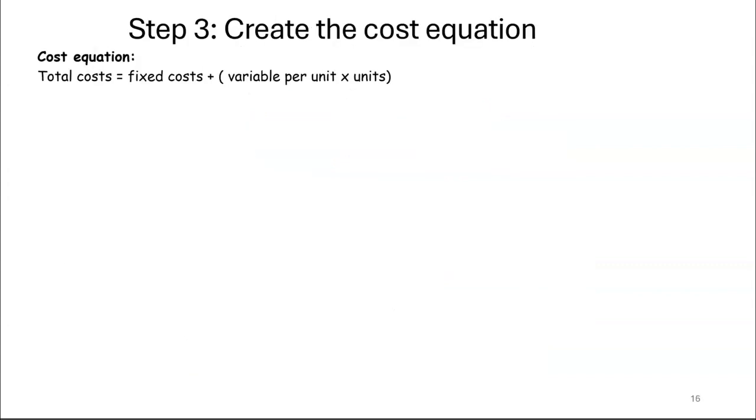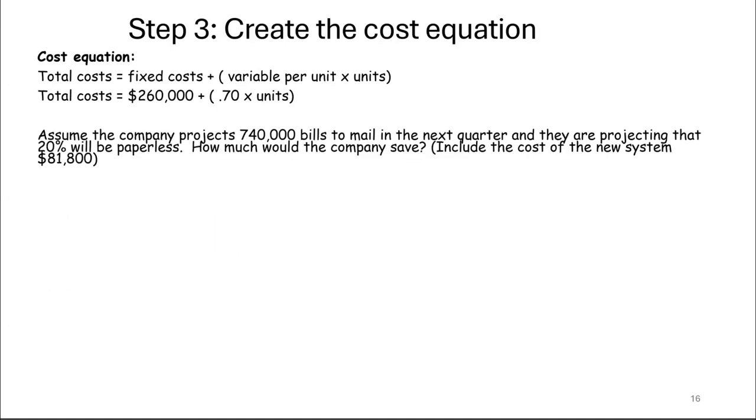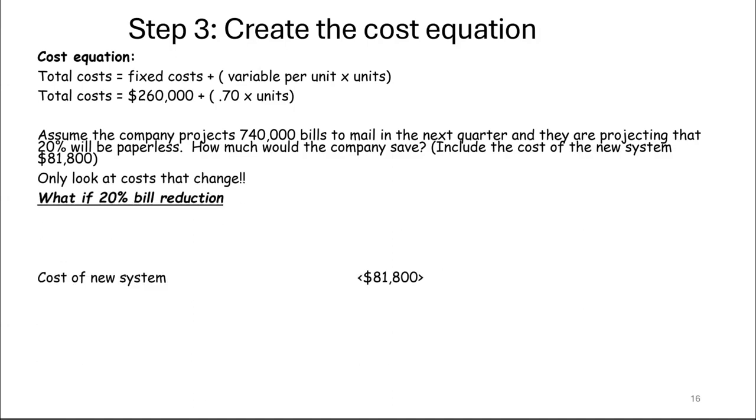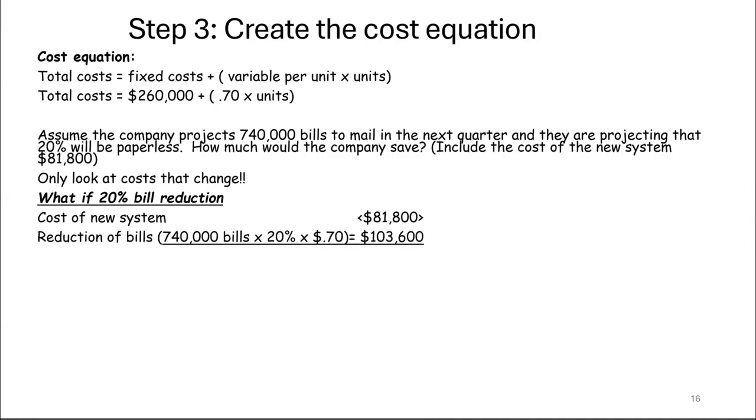All right, so now we're going to do step 3. We're going to create our cost formula: we know our fixed costs are 260, and now we've got 70 cents per unit. Now, we are going to assume the projected 740,000 bills are 20% paperless. When we look at this, we're only going to look at the cost changes. So what if there's a 20% bill reduction? We're going to increase our cost by 81,800, but what's going to be our reduction? As you can see, if we can reduce bills 20%, we're going to save ourselves $21,800.